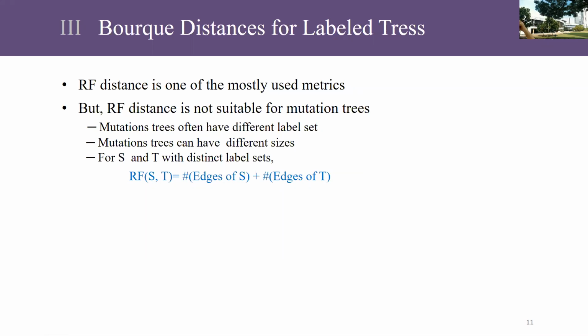We now move on to our key result. We propose a bark distance for label trees. Robinson-Foulds distance is a popular metric for comparison of phylogenetic trees. However, Robinson-Foulds distance is not suitable for mutation trees. Mutation trees can have different label sets. Mutation trees can also have different sizes. For two trees with different label sets, the Robinson-Foulds distance between these two trees is simply the sum of the edges of either tree.